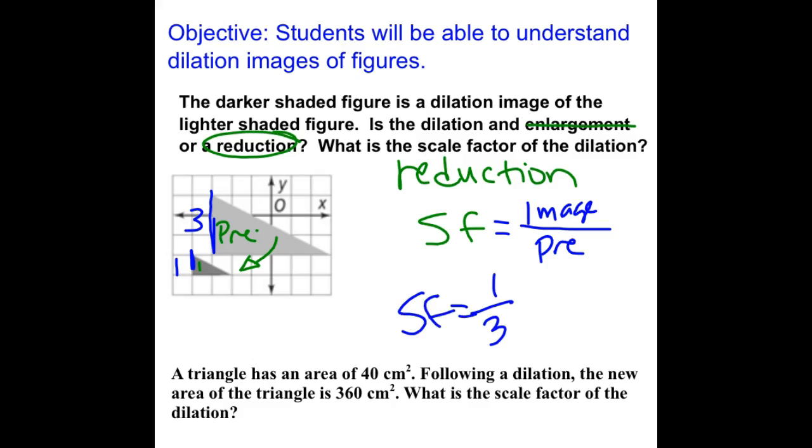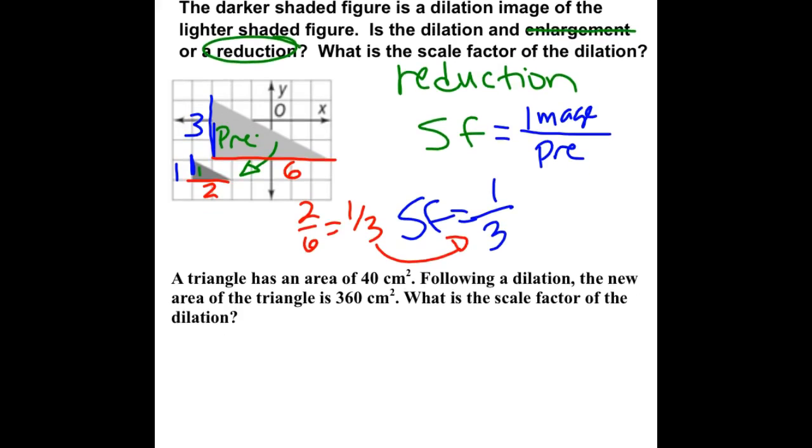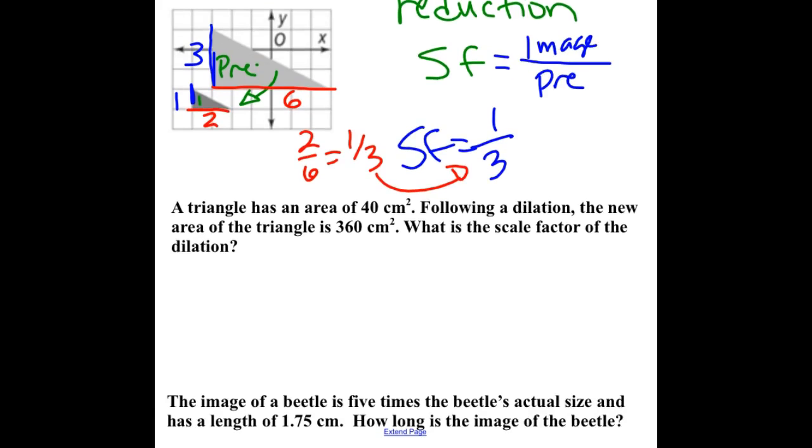You can also check out with these horizontal lines. I can count this one out. This is 6, and that's going to go here to 2. I go pre-image to image, 2 to 6. That should simplify to the exact same thing, 1/3. Okay? So a triangle has an area of 40 centimeters squared.